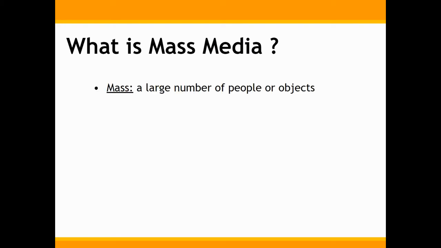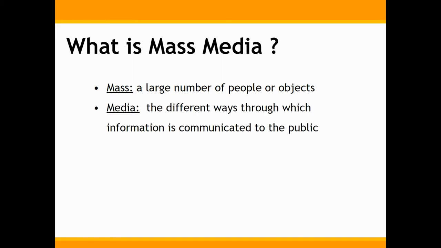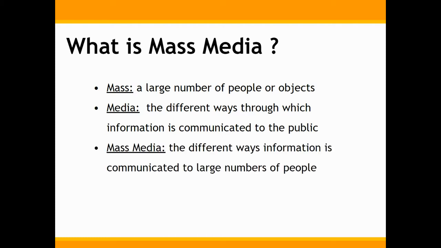So the word mass has multiple definitions, but the definition we're using is a large number of people or objects. So think like a crowd. The definition of media, in the sense that we're using it, is the different ways through which information is communicated to the public. So when you put that together, you come up with a definition that really just means the different ways information is communicated to large numbers of people. So that's what mass media is: ways that we communicate information to the public as a whole.